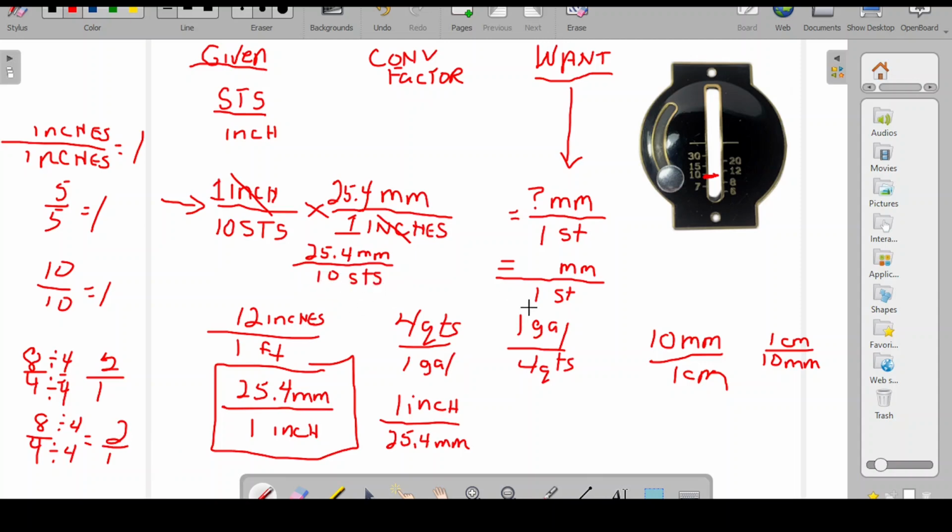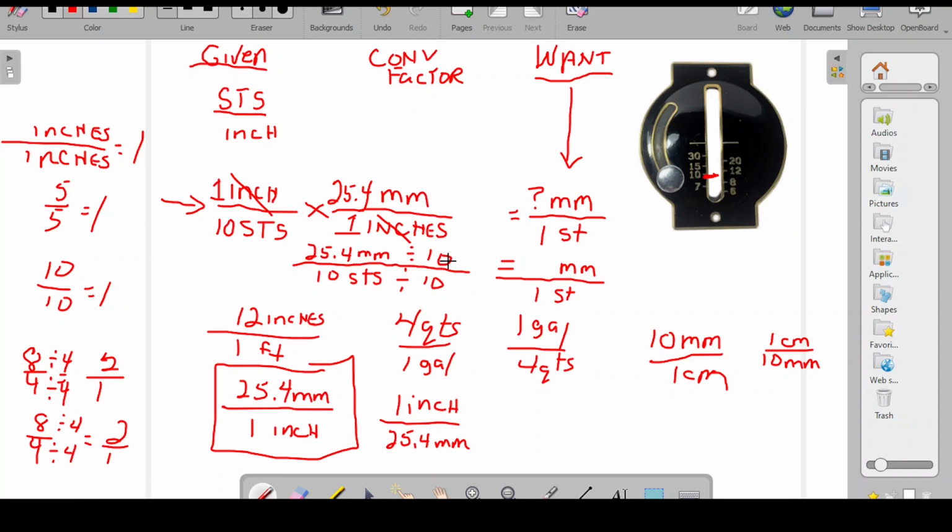How did we get from 10 to 1? Well, we divided by 10, so then we have to do the same thing to the numerator. 25.4 divided by 10, because basically this is just 10 over 10, which is the number 1 again, so we're not changing the value of anything. So 10 divided by 10 is 1.